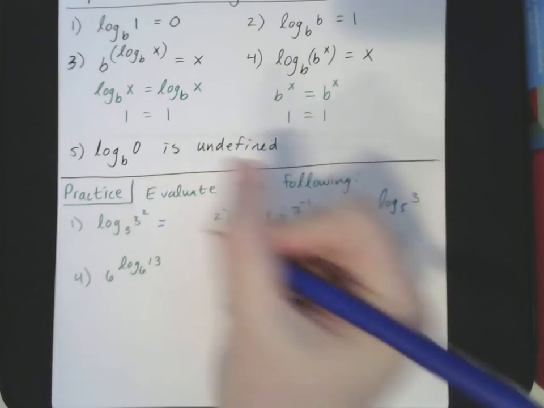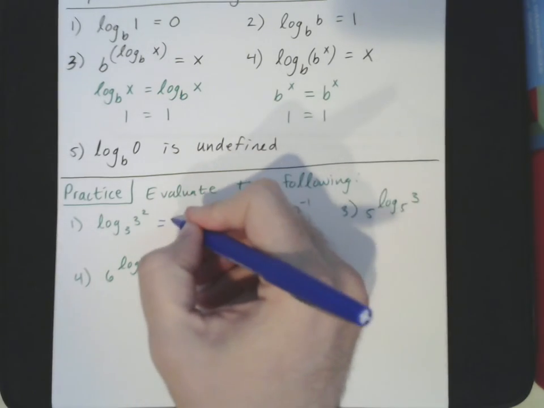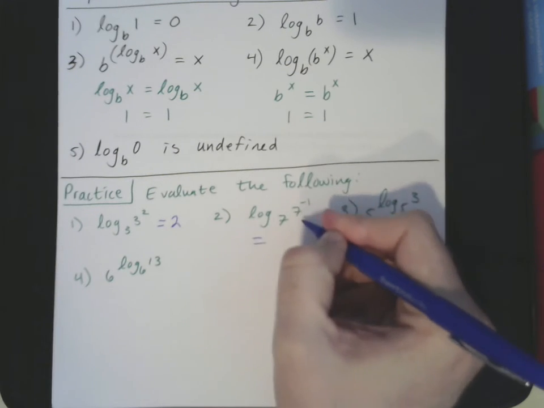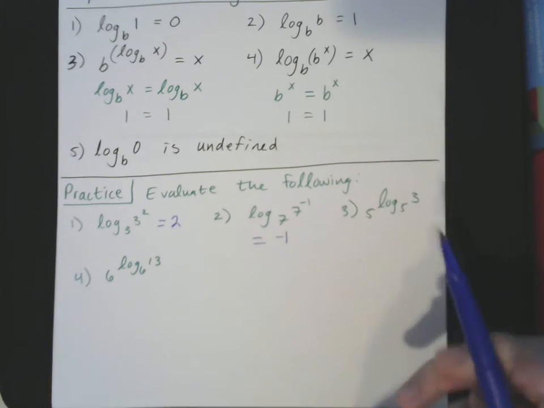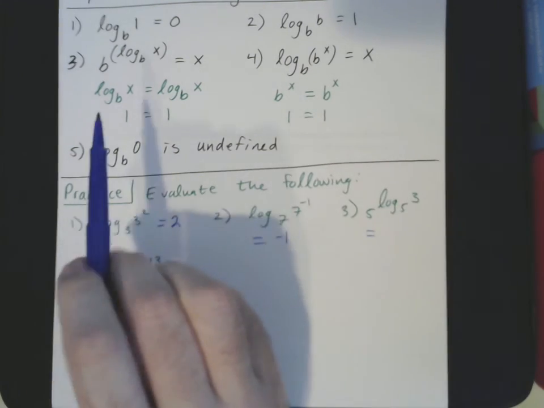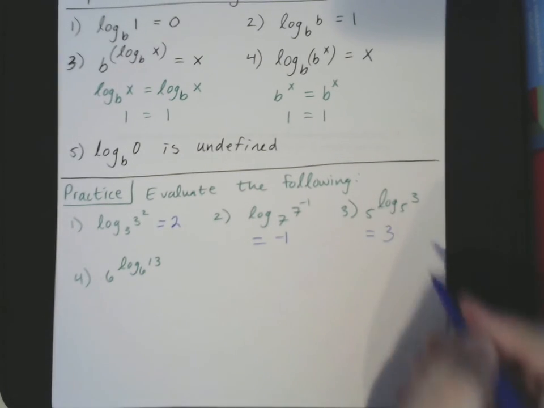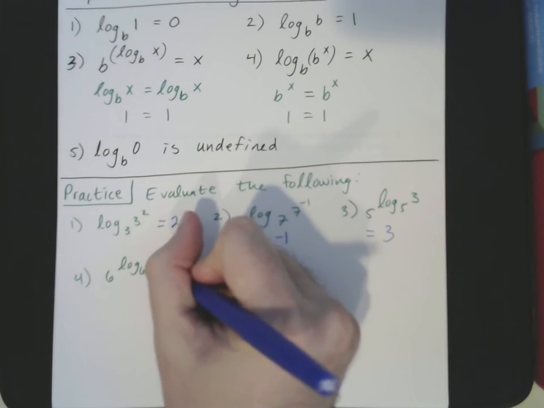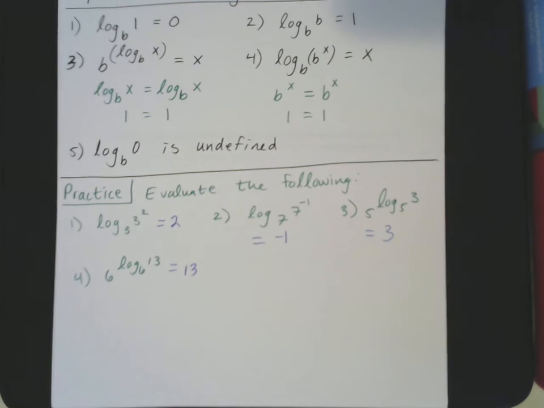So this, log base 3 of 3 squared, we are in this scenario here, so this is equal to 2. This one, we're in the same scenario. This is equal to negative 1, 7 to negative 1, right here. This one is property 3, 5 to the log base 5 of 3, so this equals 3. And this one here, again, same property, 6 to the log base 6 of 13, this equals 13. So fairly straightforward. Just want to get you some practice using those properties so you can see how they work with numbers.